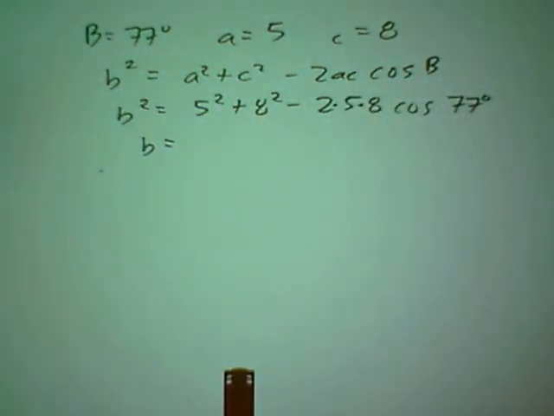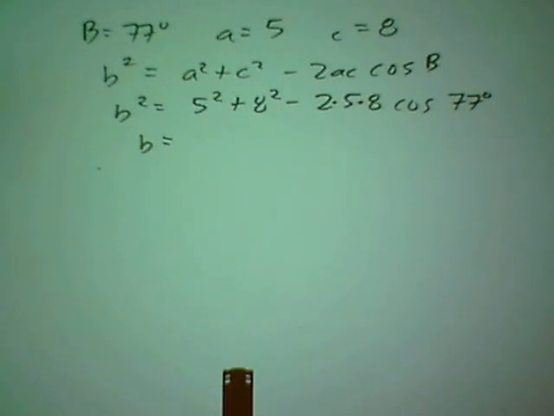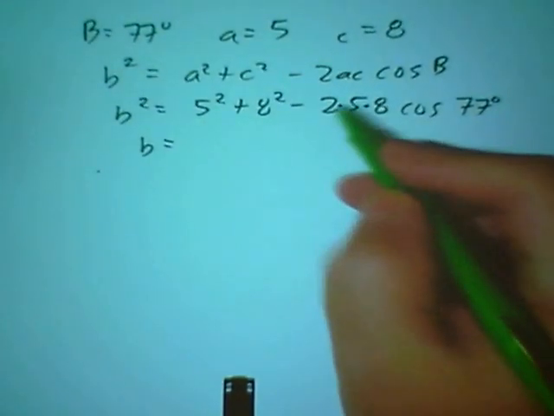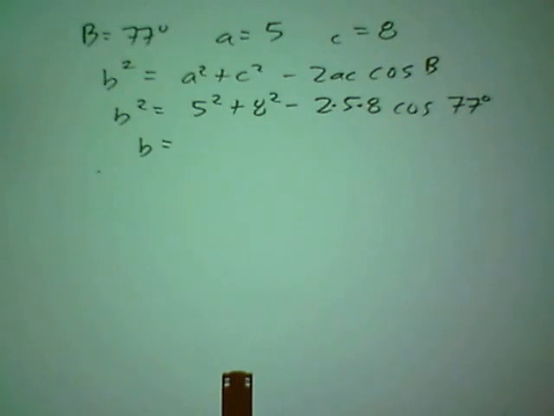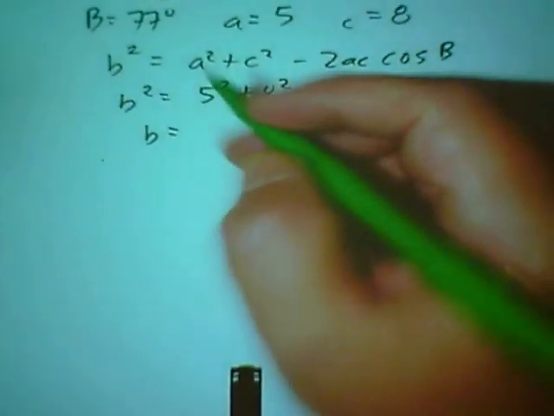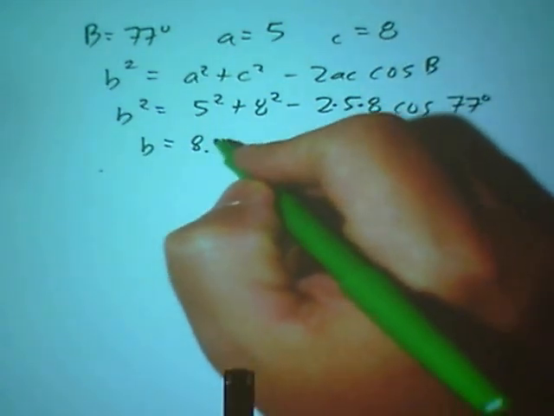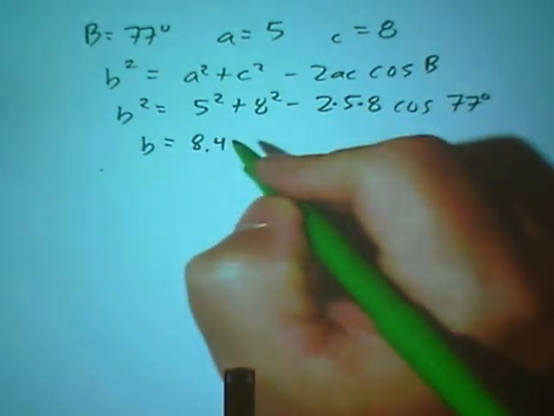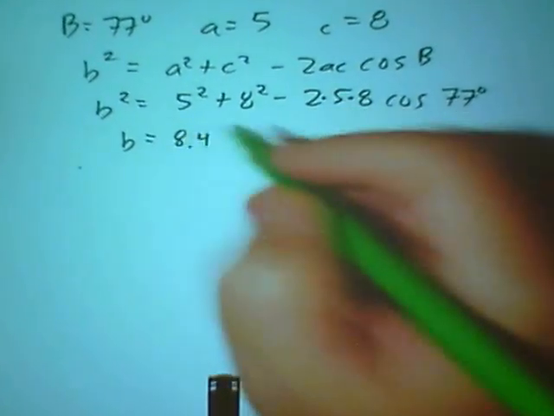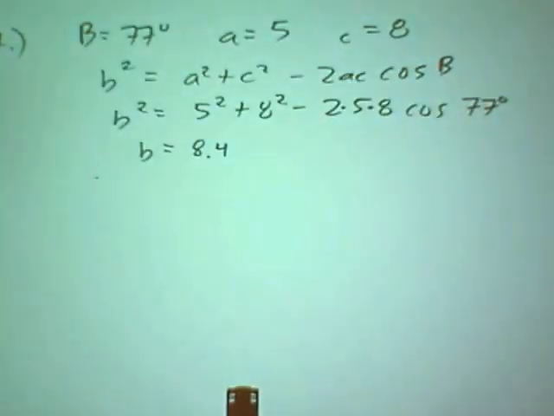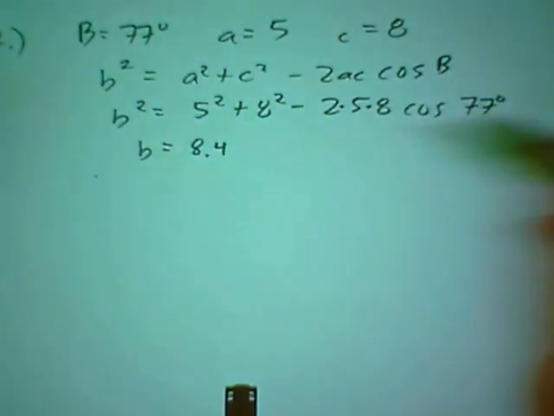So 77, make sure I'm in degrees, cosine, 5 times 8 times 2 is 80, plus 64 plus 25. Take the square root. 8.4 is b. Actually, this is one, I think, problem 7. I may have put the wrong answer on the answer key, which you need to fix. Let's see how this works out.